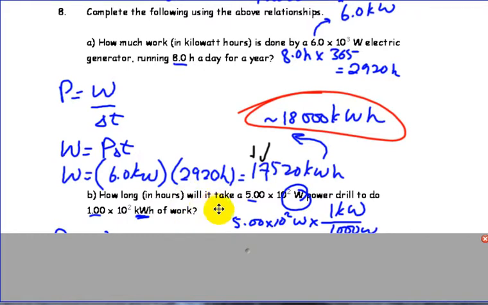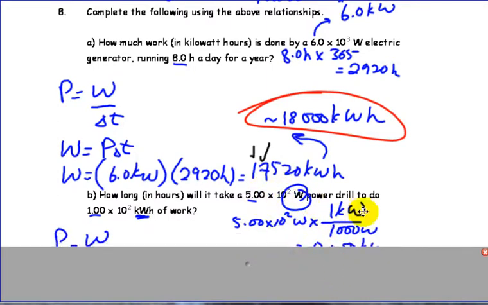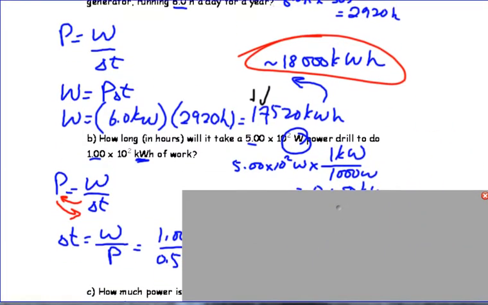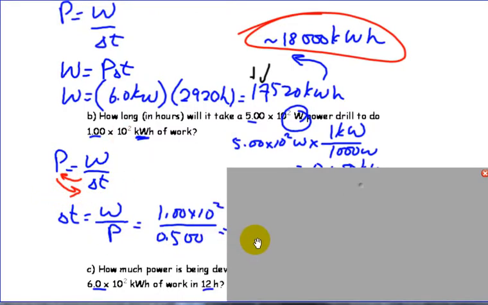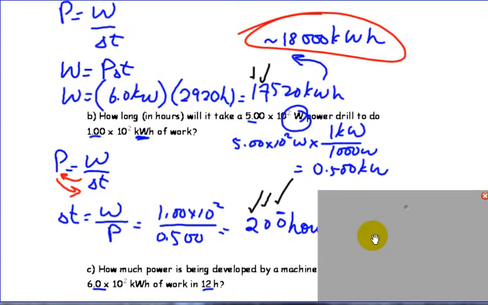B: How long in hours will it take a 500 watt power drill to do 100 kilowatt hours of work? I have kilowatts and I have watts, so this has to be changed into kilowatts. 1 kilowatt is 1,000 watts, just like in the previous question. I'm looking for time in this question. I know what power is, I know what work is, so interchange T and P. Work is 100, power is 0.5 kilowatts. My kilowatts and kilowatts cancel and I'm left with hours, 200 hours.